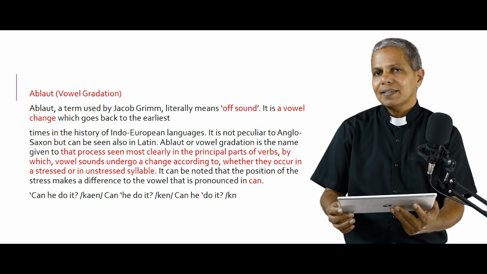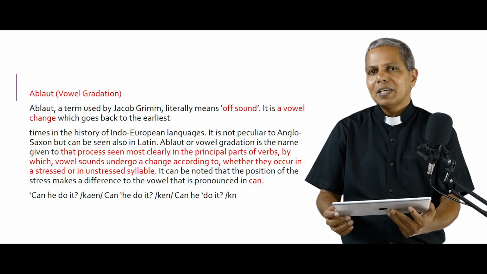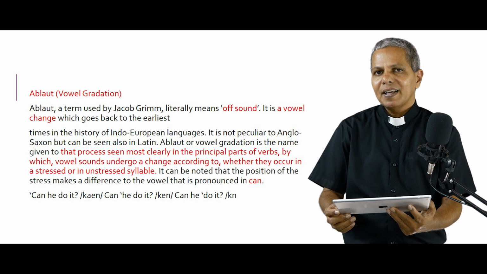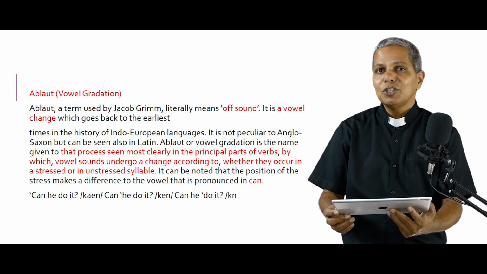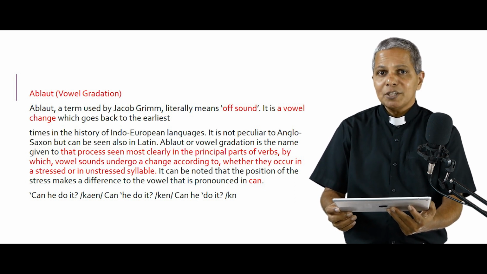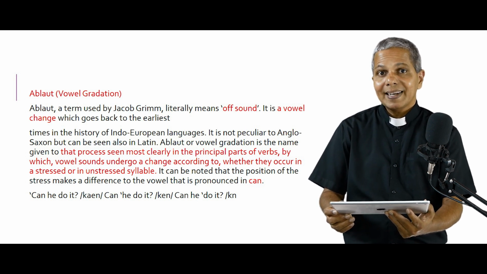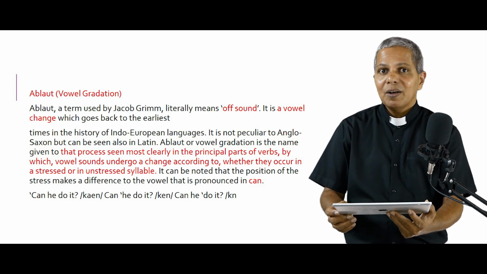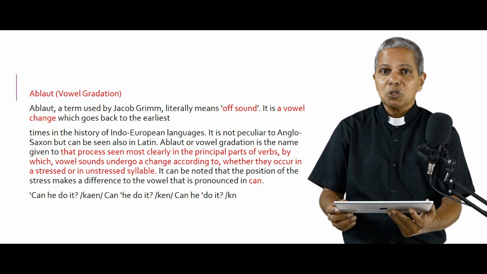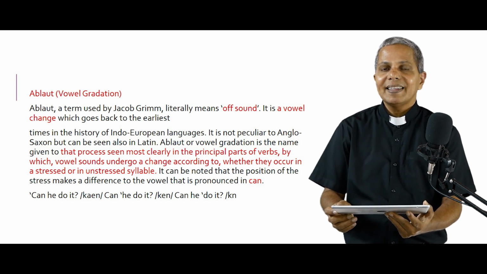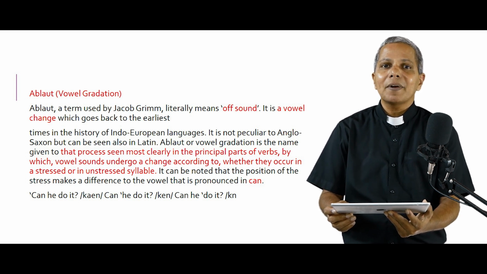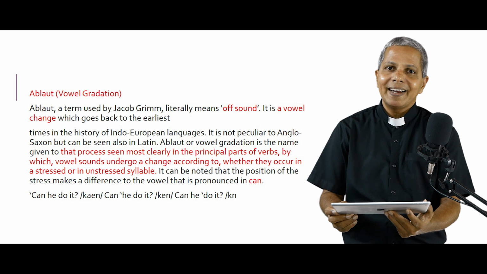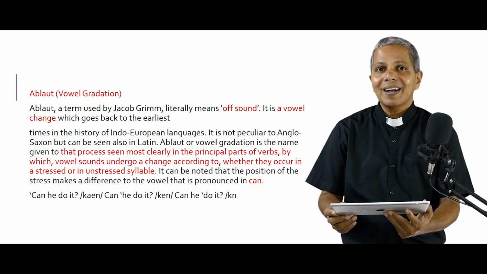"Can he do it?" If you ask that question, depending on the stress position, the pronunciation of "can" is found changing. If the stress is on "can," then you can ask, "Can he do it?" On the other hand, if the stress falls on the pronoun "he," then the pronunciation of the word "can" is shrunk. "Can he do it?" So "can" becomes weak "can."